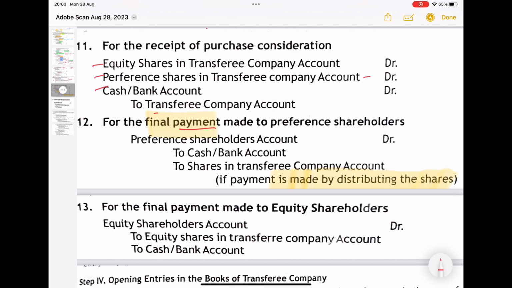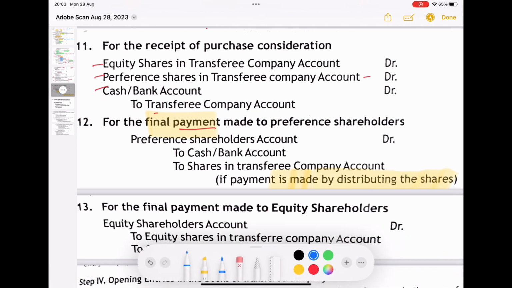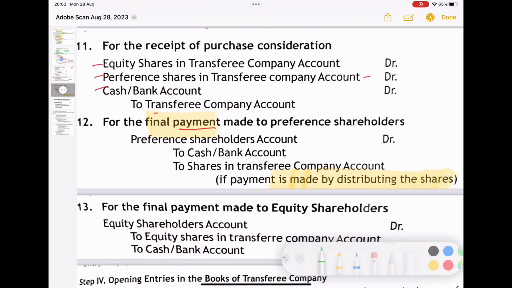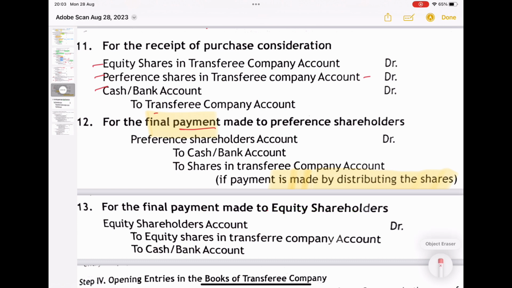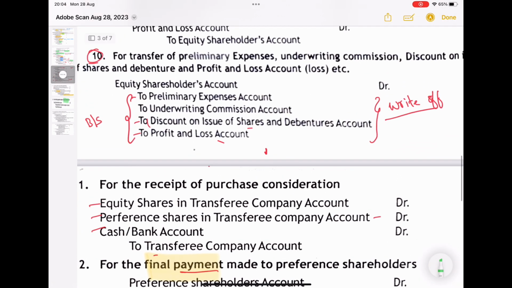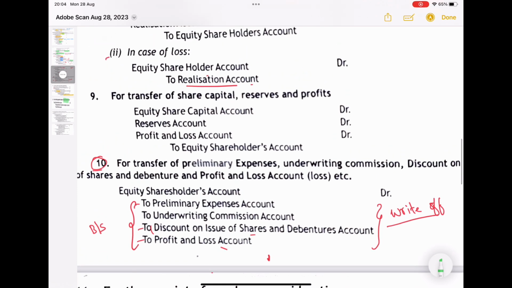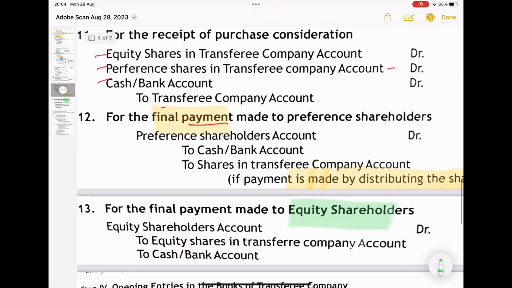Finally, the final payment is made to the equity shareholders. Equity shareholders, how are we going to pay? So the entry will be equity shareholders account debit. I have already calculated the equity shareholders account over here, and that will be paid here. So equity shareholders account debit to equity shares in transferee company or cash or bank account. This is how we are going to transfer it.